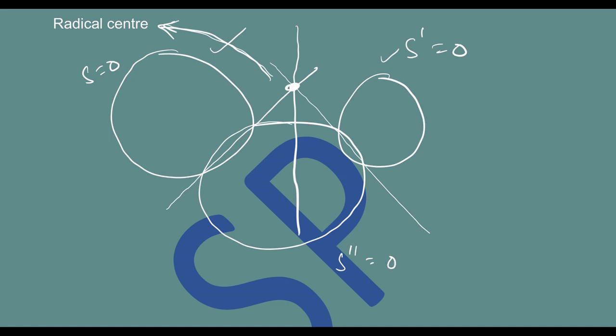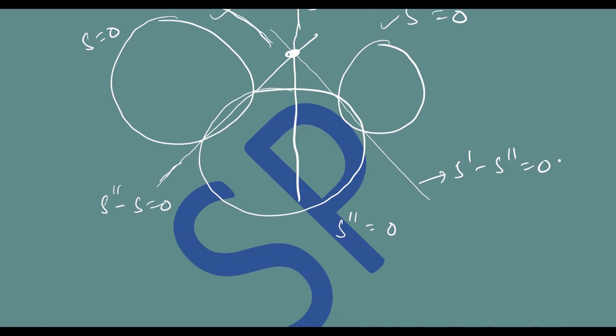You see, if anybody is wondering why should I believe this, this is the story. We know that this radical axis is nothing but S'' minus S equal to 0. The radical axis of these two circles has the equation S minus S' equal to 0. And this equation is S' minus S'' equal to 0. Now I have the equations of all the three radical axes.